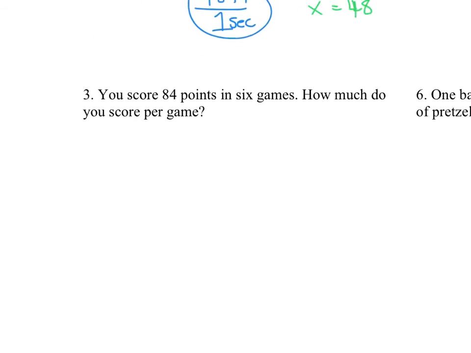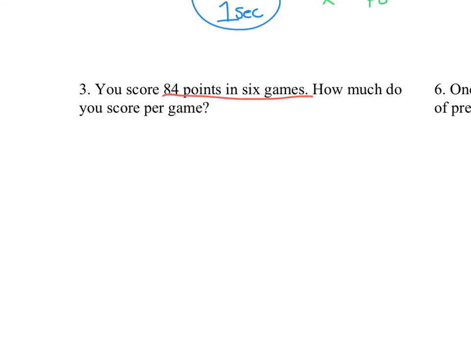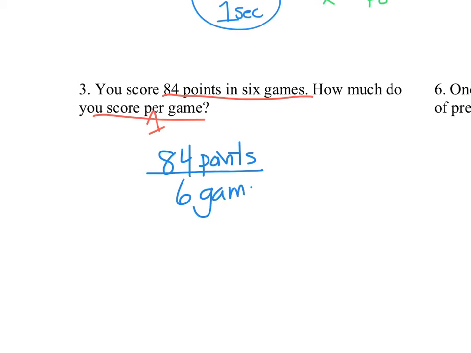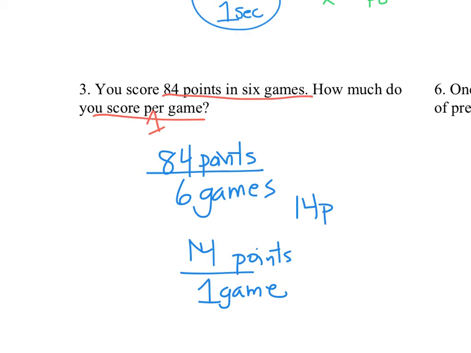All right, here we go. You score 84 points in 6 games. How much would you score per 1 game? Okay, 84 points, and it's really important that you label these, in 6 games. How many for 1 game? So this is going to be points, and all I do is divide it. 84 divided by 6 is 14 points per game. You might see it written like that.